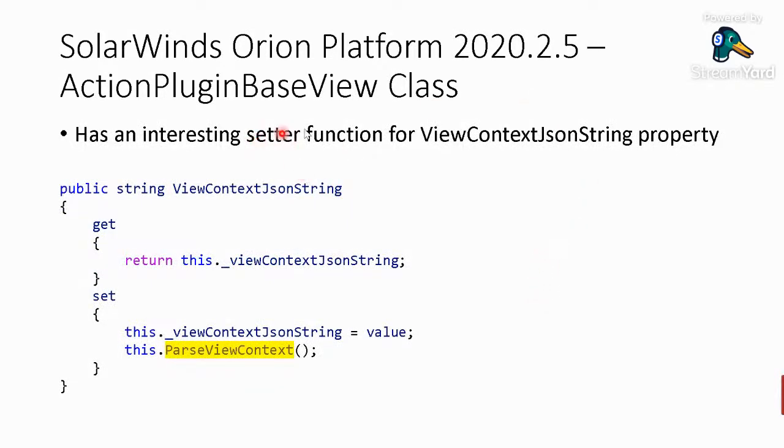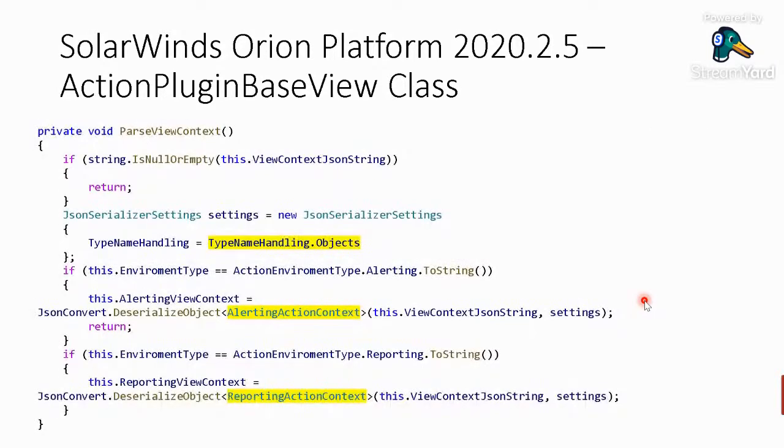And okay, usually setter functions, getter or setter functions, they get or set a property. That's all they do. But sometimes there's some added functionality. And in this case, with this property called view context JSON string, we see that the setter function does set the value to whatever we provided, but it also calls this extra function at the end, parse view context. What does that do? Now we get to the juicy stuff.